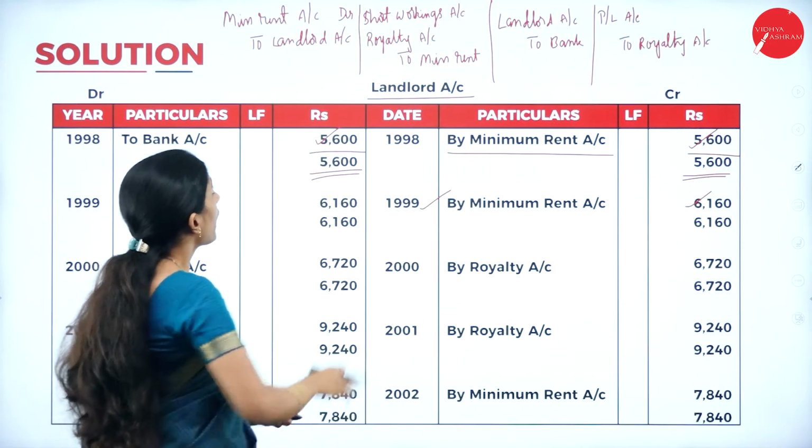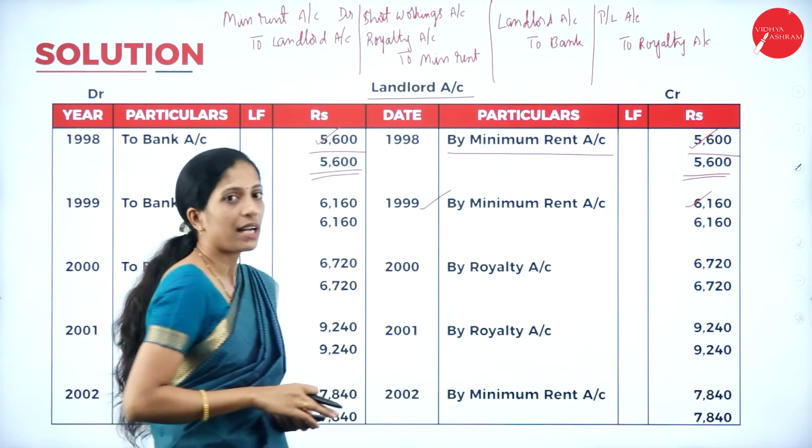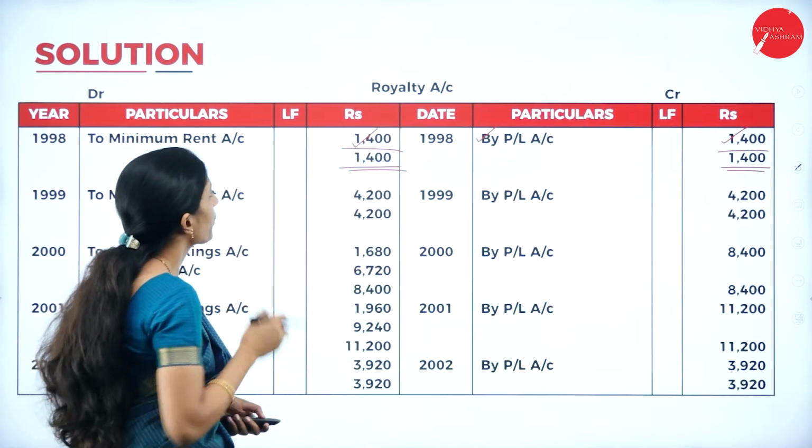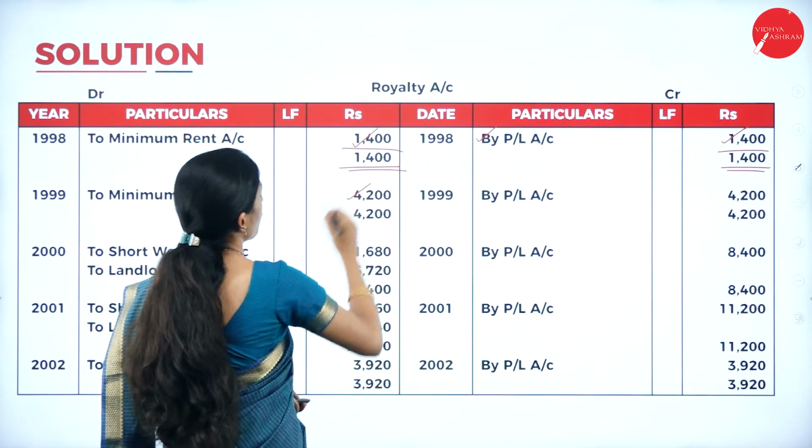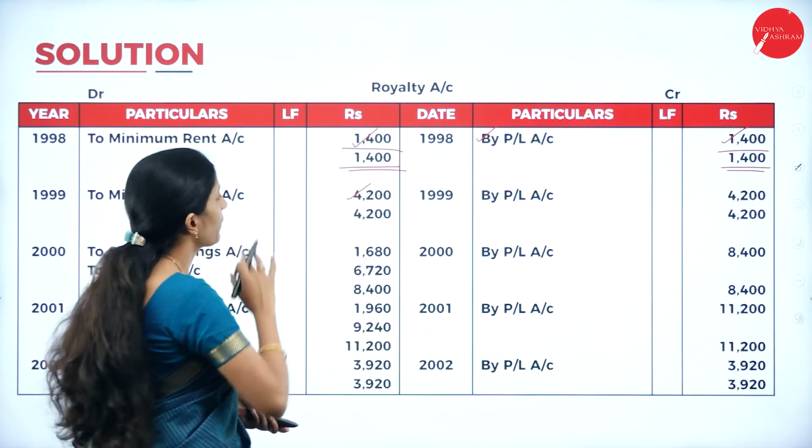Now again royalty account to minimum rent. So in royalty how do you write? To minimum rent 4,200. Okay, so we are done with this.